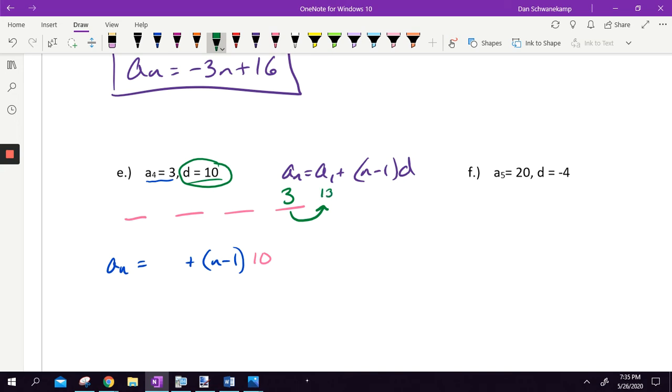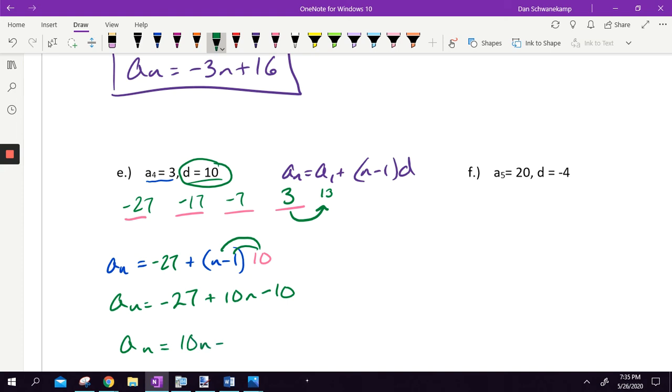I'm adding 10 if I go to the right. If I go backwards, I'm subtracting 10. So 3 minus 10 would get me negative 7, negative 17, negative 27. Boom, that's what number goes right there. We can distribute that 10, and then combine like terms. A sub n is going to be equal to 10n minus 37. We could do it that way.